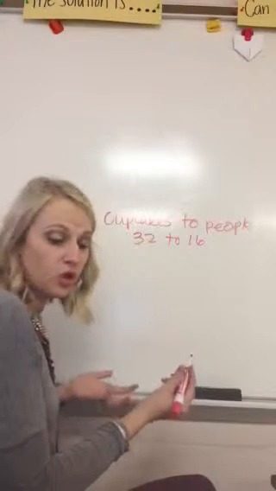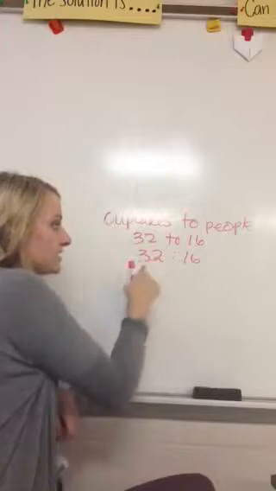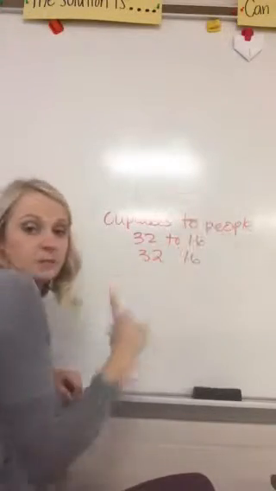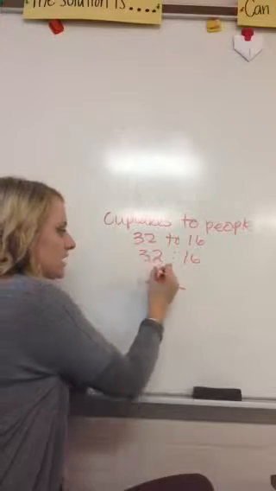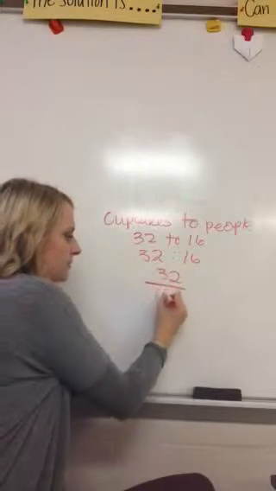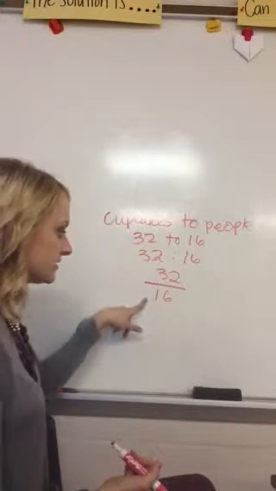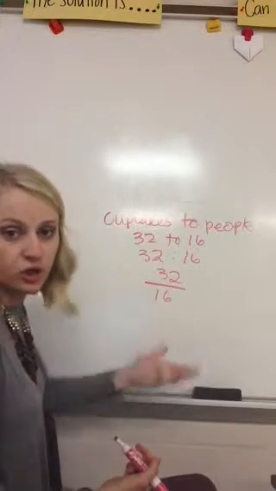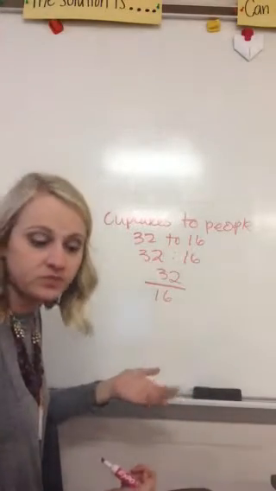Our second one is using a colon. So I've got 32 to 16. Notice my order stays the same because I'm still talking about cupcakes and people. And then my last way to write it is as a fraction. So my cupcakes will come first and then my people. I could reduce this ratio because 32 is twice the size of 16, so I could reduce it to 2 to 1, but I don't really need to. It's not asking me to.